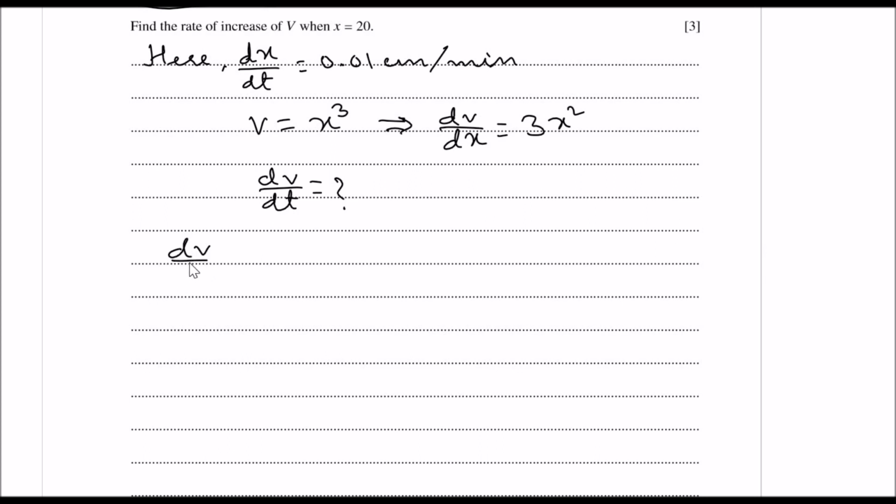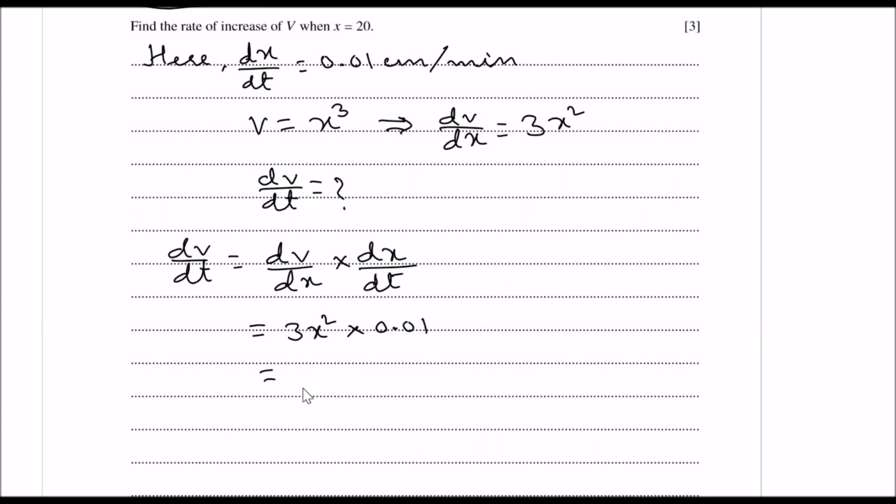dv by dt is equal to dv by dx into dx by dt. Right? See, dx cancels out, then dv by dt is left. Okay. Now, dv by dx is 3x square. So we write 3x square times dx by dt. dx by dt is 0.01.